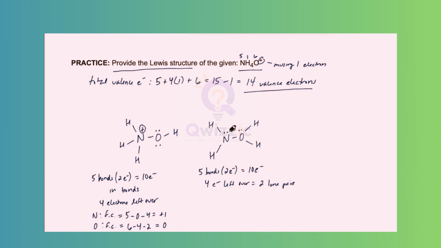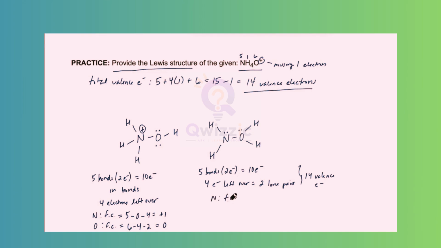So now we have 10 electrons in bonds, plus 4 electrons, giving us 14 valence electrons for the molecule, which is correct. So now let's just figure out the formal charges. The hydrogens all are terminal with 1 bond, so they have no charge.